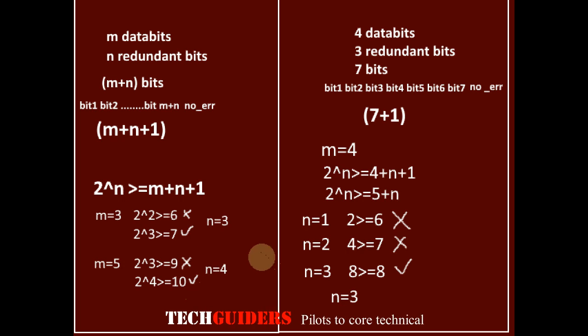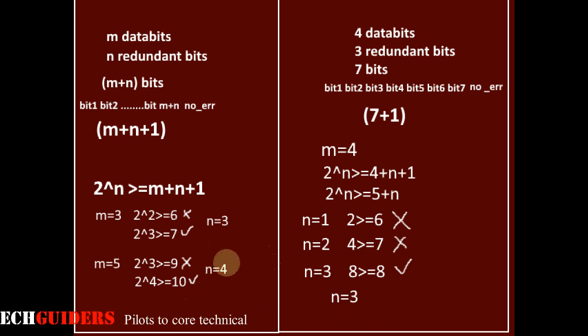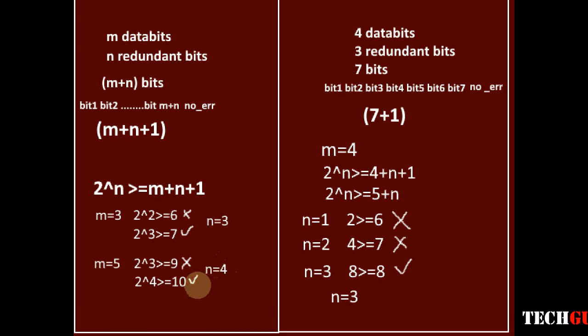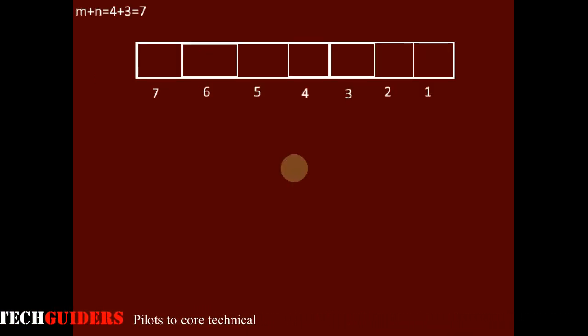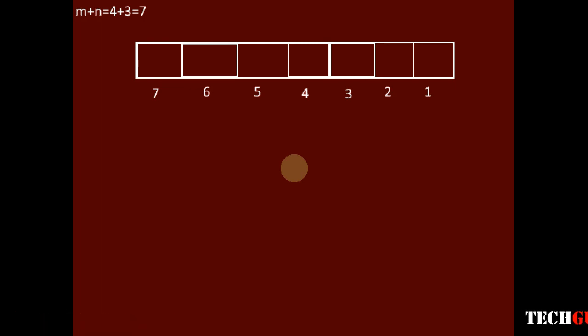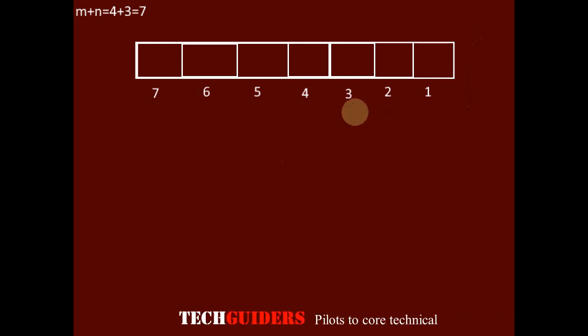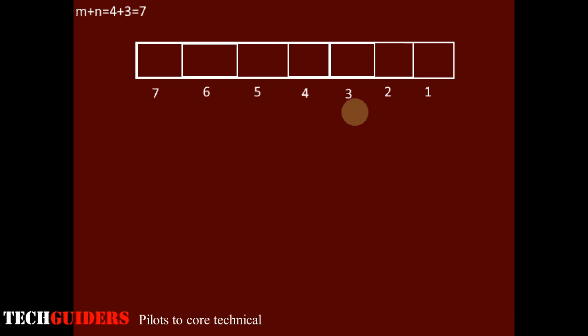So based on many factors, a proper length of data bits will be decided, and based on that length of data bits, the number of parity bits will be decided. So we have decided the value of m and n, the length of data bits, and the number of redundant bits to be added. Now, where will we place these parity bits? At the beginning, or at the end, or in the middle? According to Hamming code, there is a rule for it.